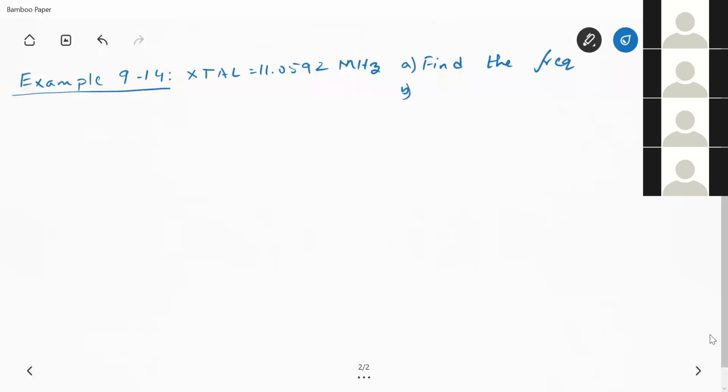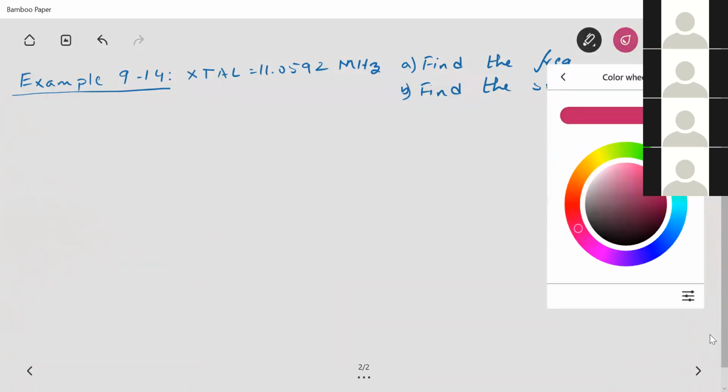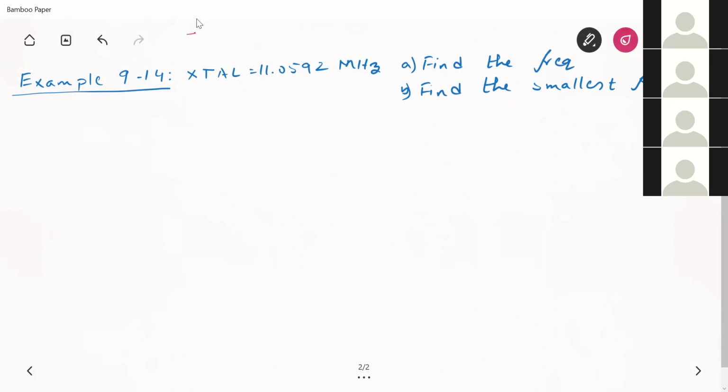And the second question is find the smallest frequency that we can achieve. All right. So let's see. And in this example also, we will assume that the machine cycle for jump not bit is 1. Although this is actually not correct, but let us assume it for the time being, for this example or for this chapter. Now let us see the solution.